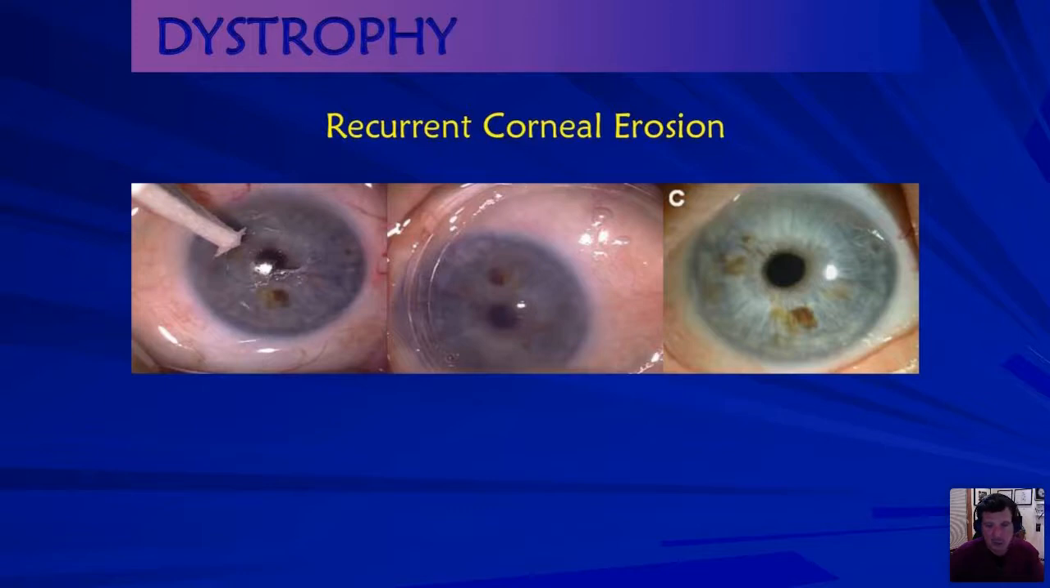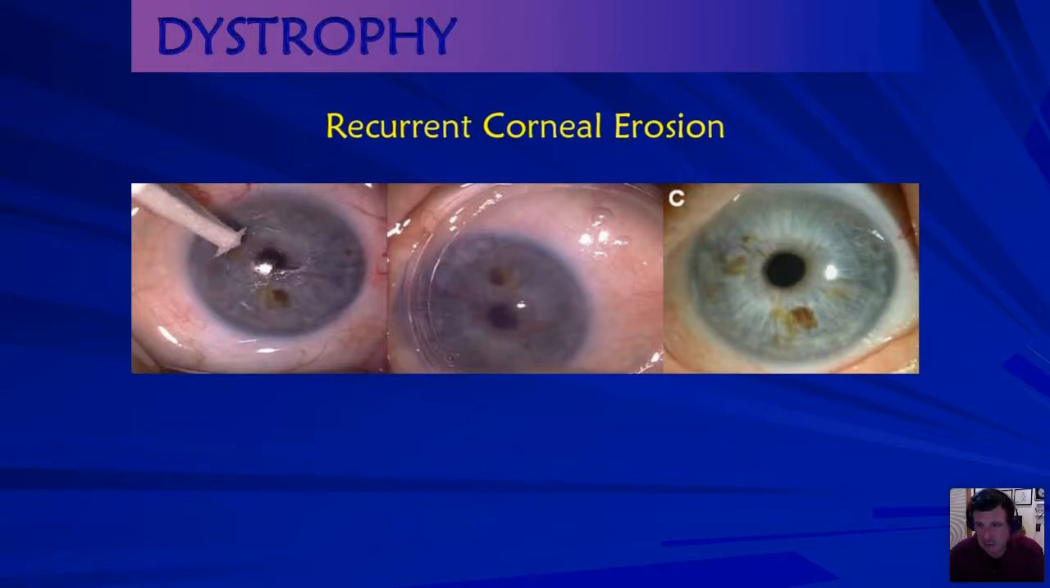Recurrent corneal erosion. I love using it for recurrent corneal erosion. I'm going to jinx myself one of these times. I just did one about 10 days ago for recurrent corneal erosion. And you can see here there's a Weck-Cel sponge. You can see the defect. We clean up the edges, and then we use an amniotic membrane on these patients.